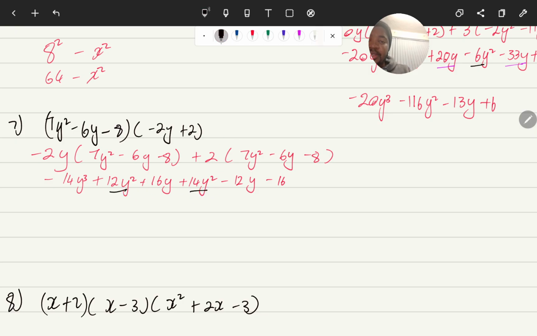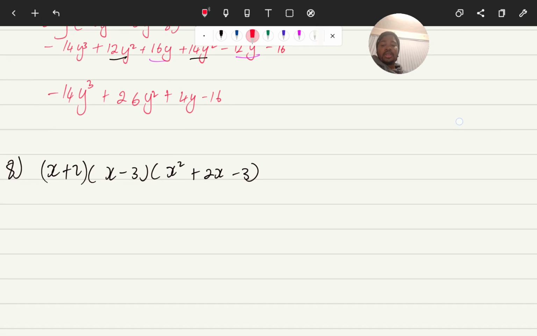Cool. So in short, now we group our like terms. We have this and this. We have this one and this one. When we do our math, we have minus 14y to the power of 3. These two added together, that is 26y squared. These two, that is 4y minus 16. Done. Is it really 4y? 16 minus 12. Yes. 6 minus 2, 4. Cool.